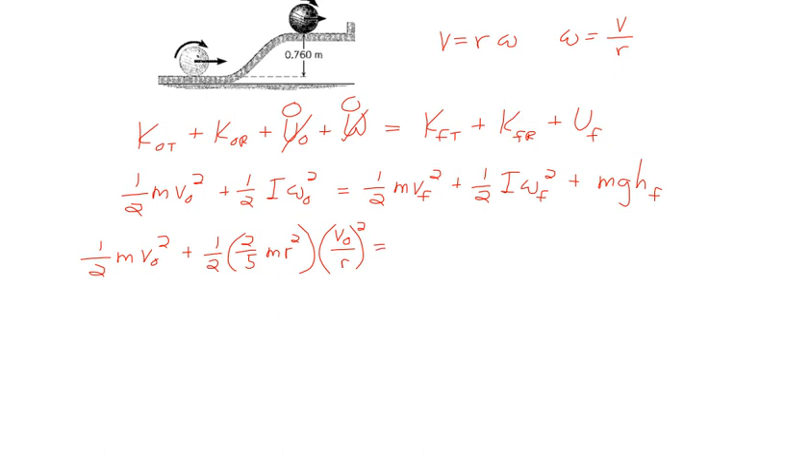On the other side, I'm still going to have 1/2 mVF squared, and I'm going to do the same thing with this term as I did with this term. So I'm going to replace the I and the omega. So I'm going to get 1/2, and then we're going to have 2/5 mr squared, VF over r squared, plus mg final height.